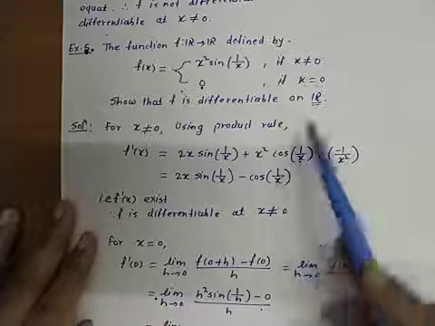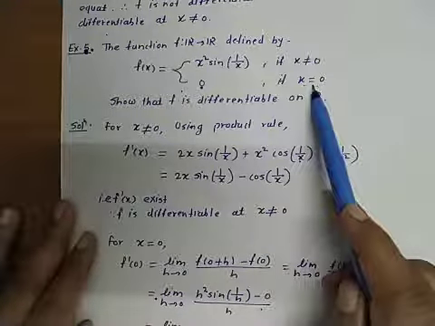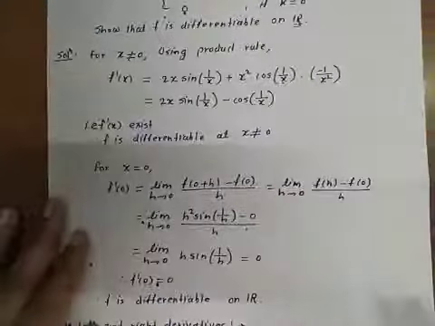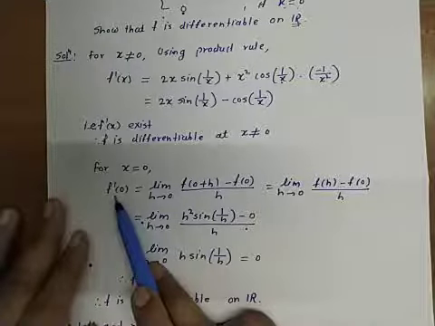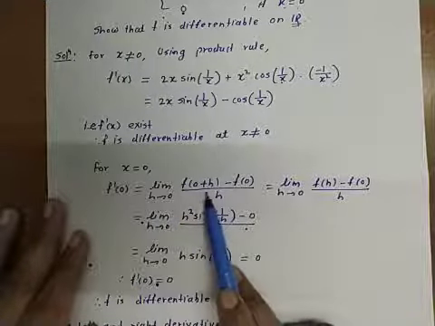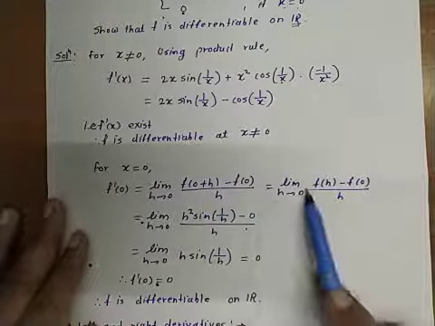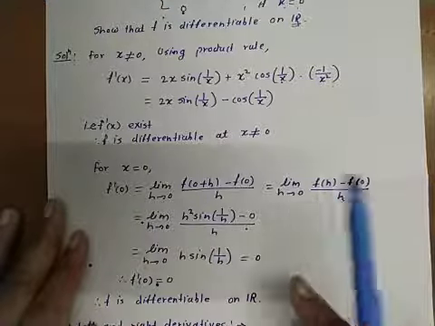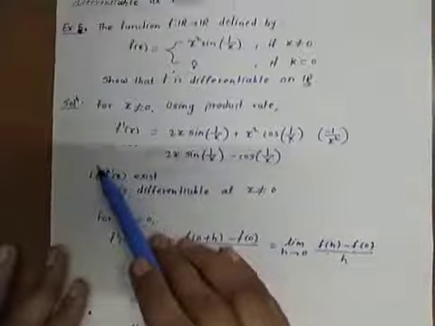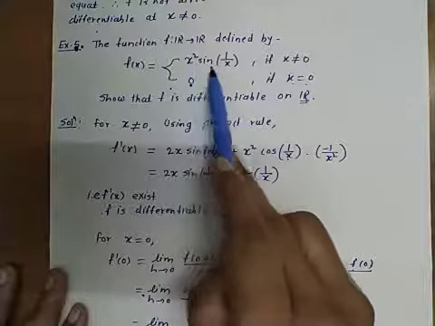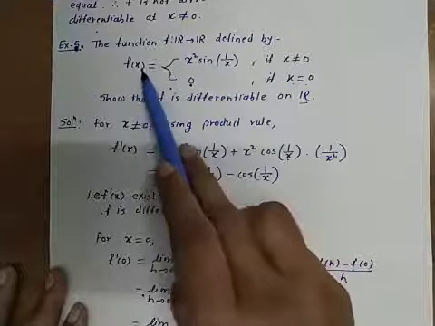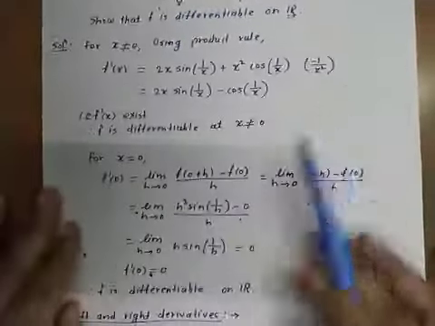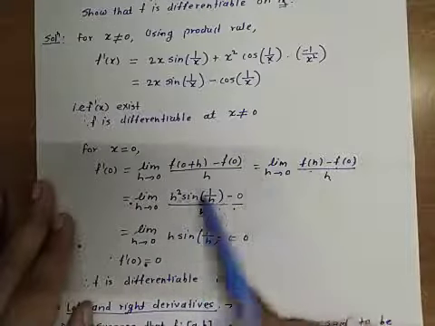And we have to show it is differentiable on R, which means f is differentiable at point 0 also. So let us check that. For x equal to 0, we know the definition of f dash of 0: limit h tends to 0, f of 0 plus h minus f of 0 upon h. That is limit h tends to 0, f of h minus f of 0 upon h. What will be this f of h? This is the given definition of the function: f of x is x square sine 1 upon x when x is non-zero. So f of h will be, replacing x by h, h square sine 1 upon h.